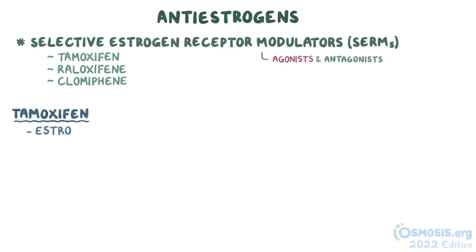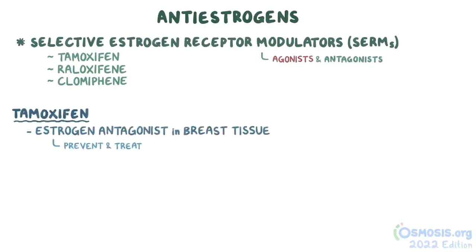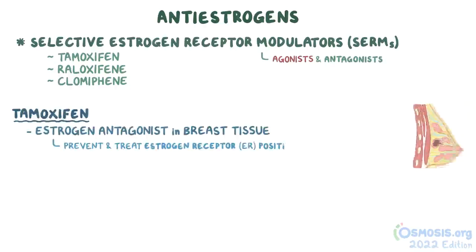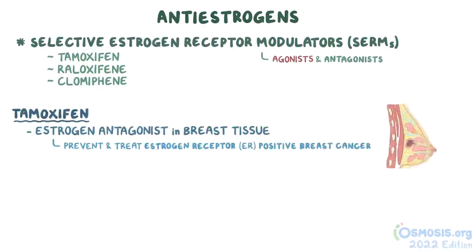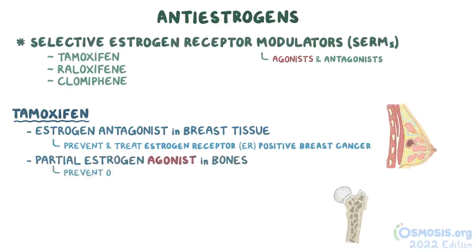Tamoxifen acts as an estrogen antagonist in breast tissue, and so it can be used to prevent and treat estrogen receptor or ER-positive breast cancer. On the other hand, tamoxifen acts as a partial estrogen agonist in bones, and thus it can be used to prevent osteoporosis in postmenopausal women.